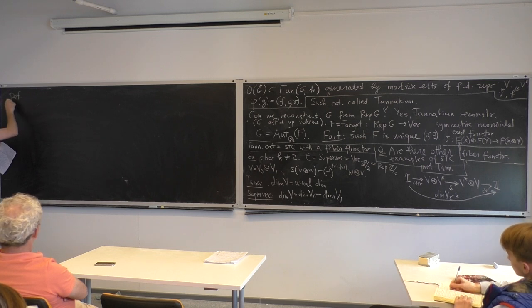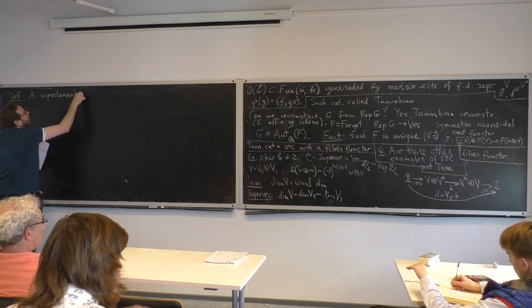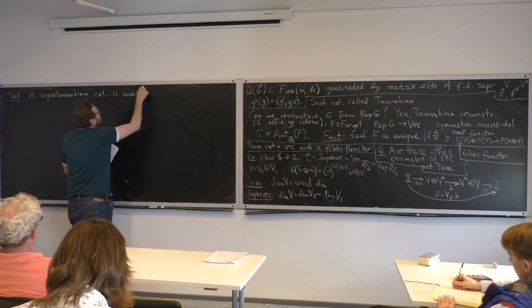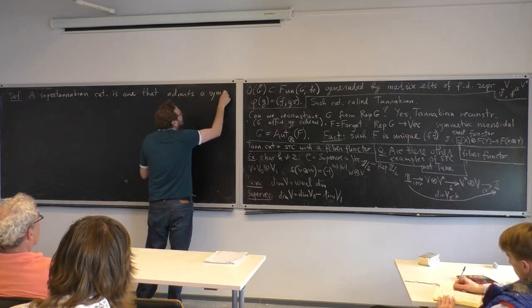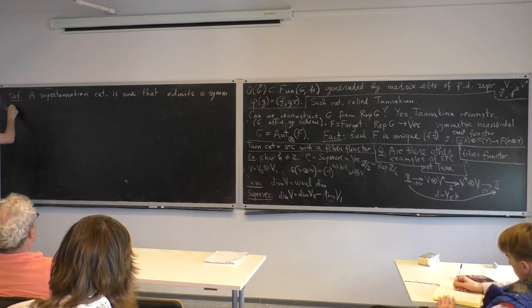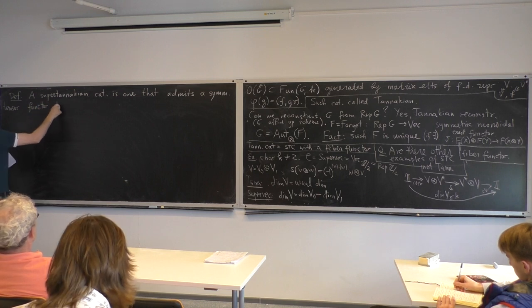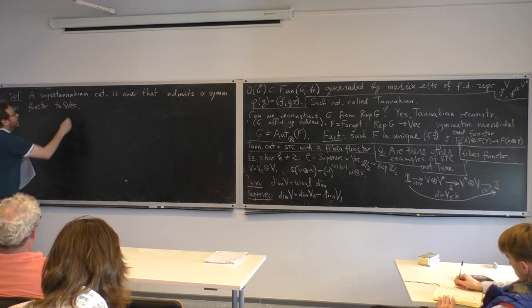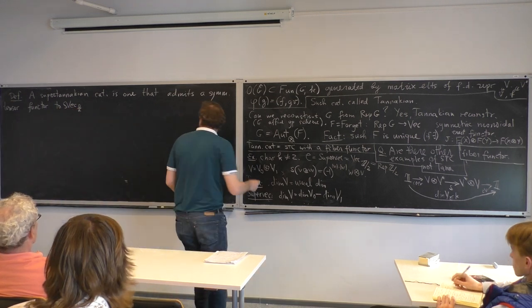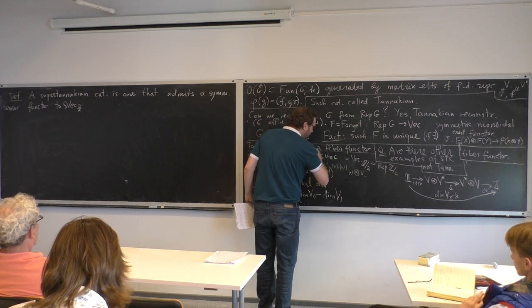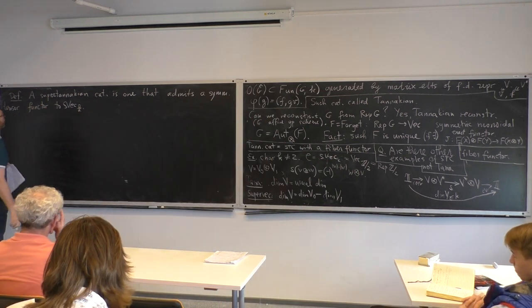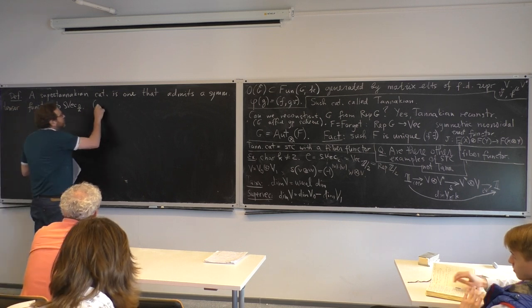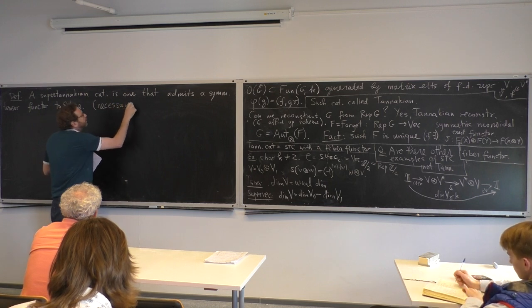So, definition: a super Tanakian category is one that admits a symmetric tensor functor to the category of super vector spaces. Let me call it just svec. One can show that, again, this functor is necessarily unique up to a non-unique isomorphism.